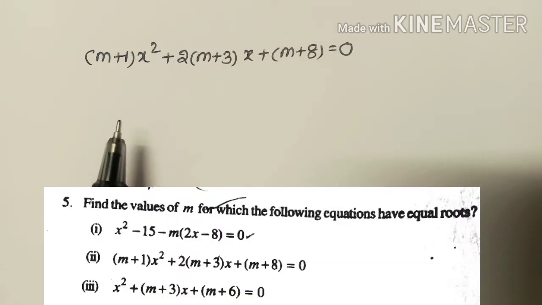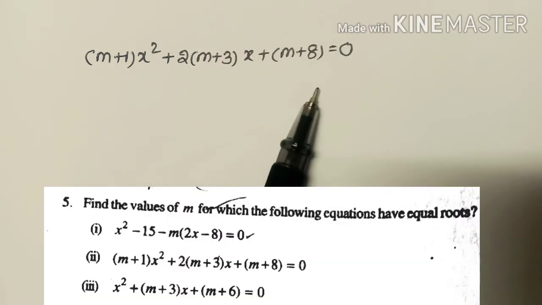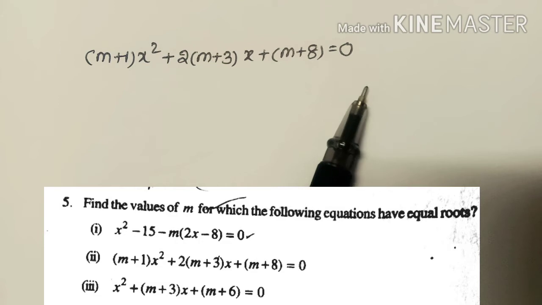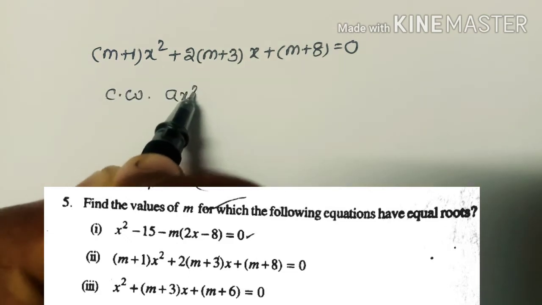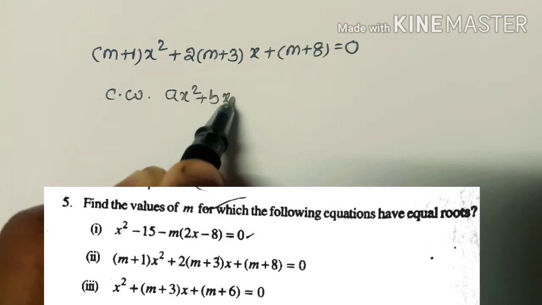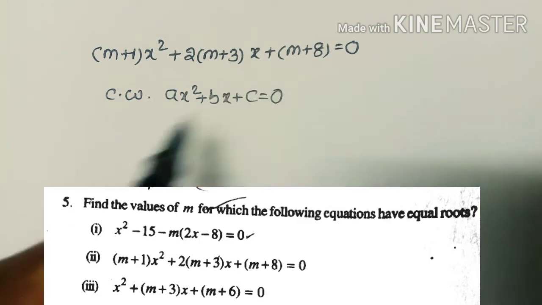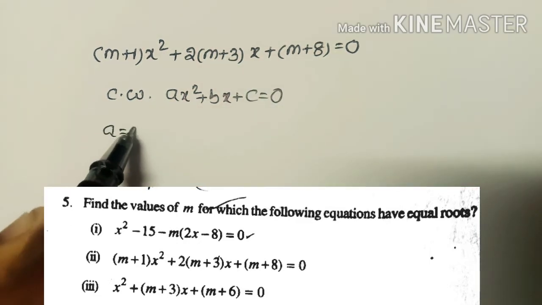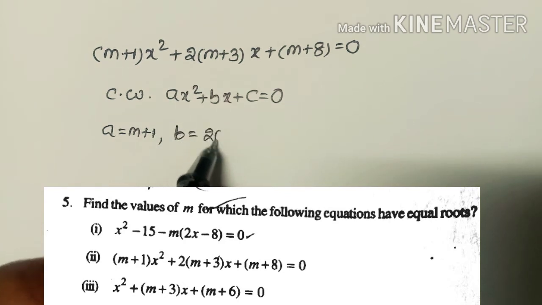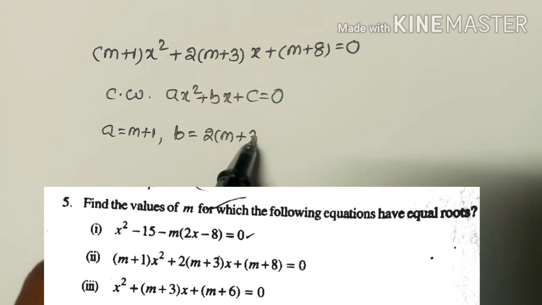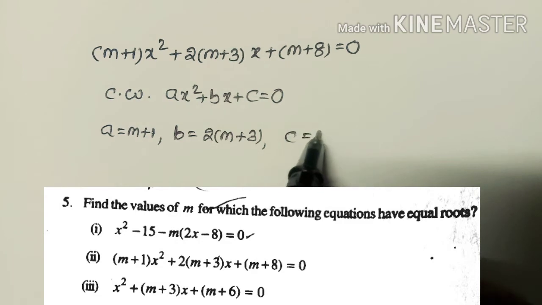Next problem, find the value of m if the equation has equal roots. So this is the given equation, given that it has equal roots. The condition for equal roots is b square minus 4ac equals 0. First we compare this equation with ax square plus bx plus c equals 0. Then the values of a, b, c are: a is equal to m plus 1, b is equal to 2 into m plus 3, and c is equal to m plus 8.